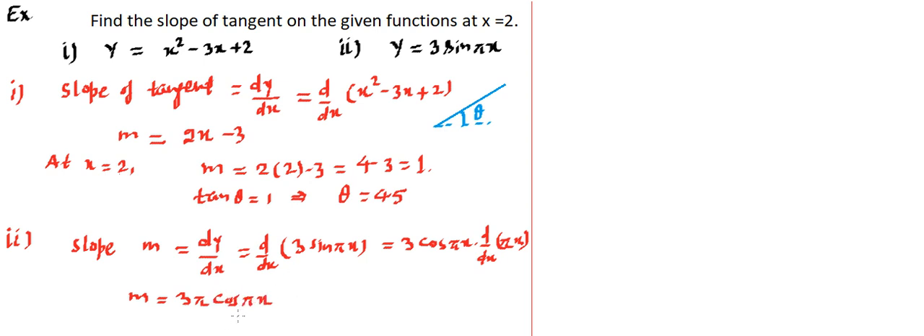Making sense? Now this is the slope for any x, so we need to find it at x equal to 2, so we can place x equal to 2. You will find the m value is going to be 3 pi cos of pi into 2, that is 2 pi. Cos 2 pi is a number that we know, that's 1, so our answer will become 3 pi. That means again this is a positive slope, so the tangent line will be some sort of this, making a certain angle. That angle can also be found as tan theta is equal to 3 pi. So this is how we can find the slope of any tangent to any function by using differentiation.